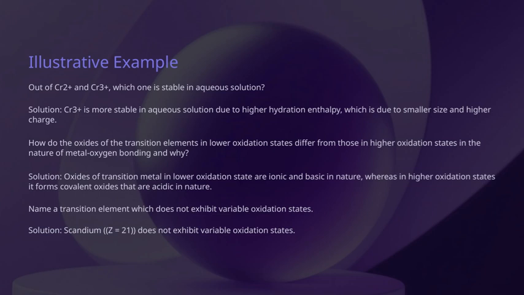Now, why does this difference occur? It relates to the nature of the metal-oxygen bond. In lower oxidation states, the bonds are more ionic, leading to basic oxides. In higher oxidation states, the bonds become more covalent, resulting in acidic oxides. This shift is due to the increased positive charge on the metal, which pulls the oxygen atoms closer and shares electrons more covalently. Next, let's look at chromium ions.